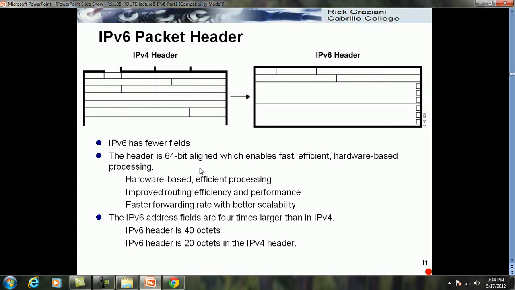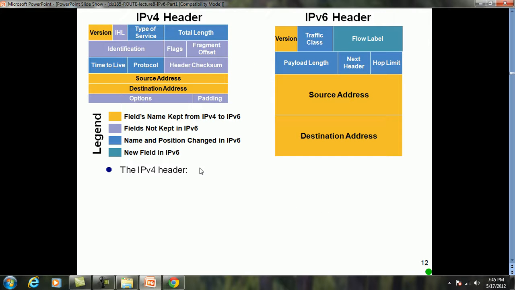The IPv6 header is 40 octets, compared to 20 octets in the IPv4 header. Correct? So if you compare the fields which are the same, the fields which are not kept, and the new things. Yellow are the ones which are the same. Version, source, destination. Correct? Version now will be IPv4, IPv6. Source, destination. Fields not kept in IPv6: header length, identification, flags, fragment offset, header checksum, options and padding, all removed.